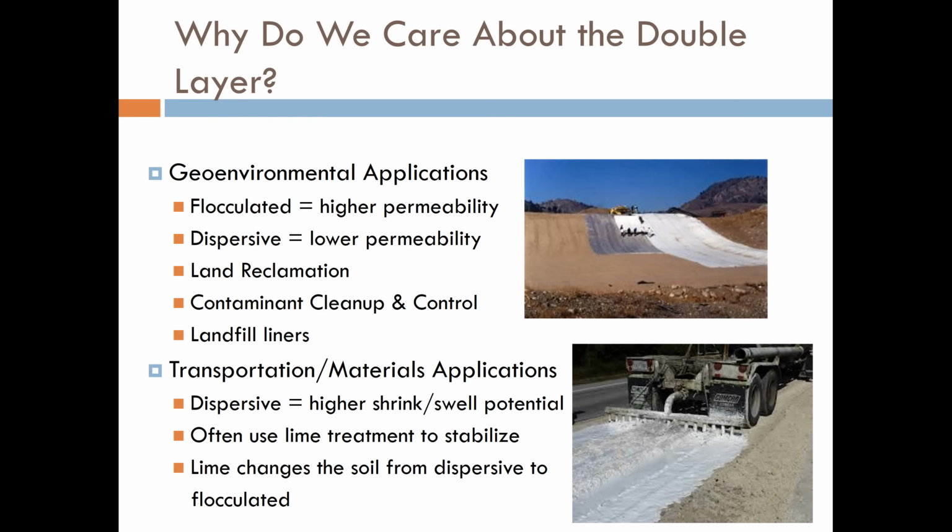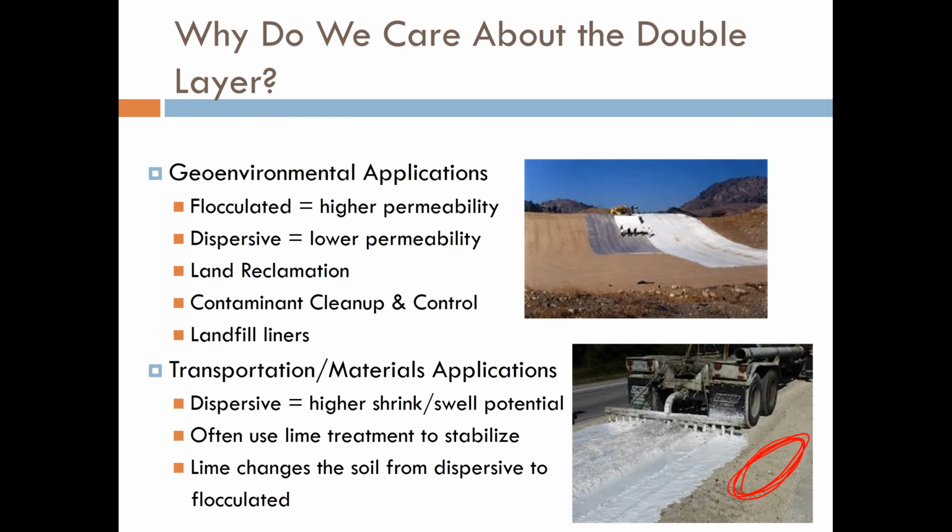Another application that I think is pretty interesting is in transportation and materials, where we have soil like this that I'm circling here that can be a very dispersive clay, like a montmorillonite. You can imagine if water gets in there and you have pavement on top of it, it could crack the pavement and do all sorts of problems with it. So if we can change that clay mineralogy from a very active clay like montmorillonite to a less active clay like a kaolinite or even an illite, then it's going to cause our pavement to perform better.